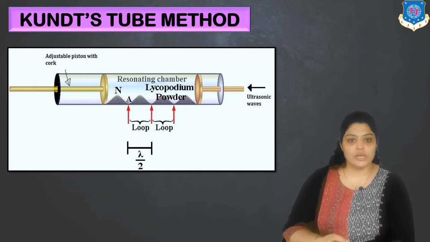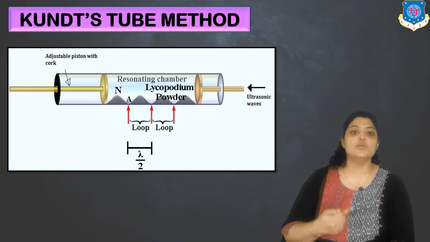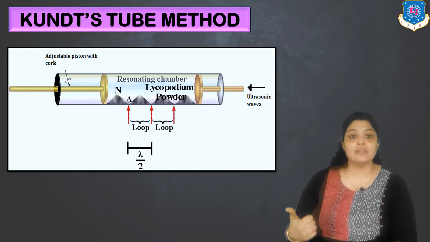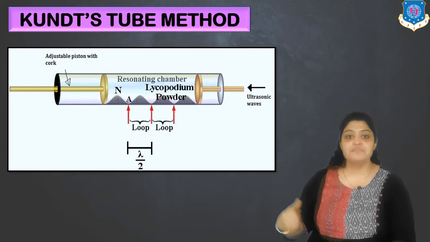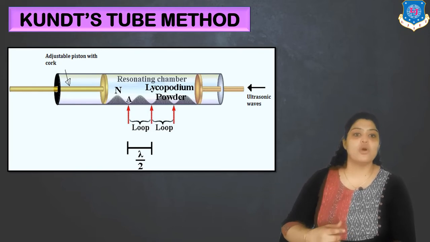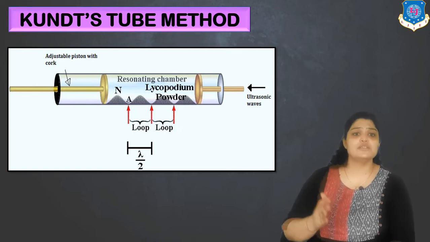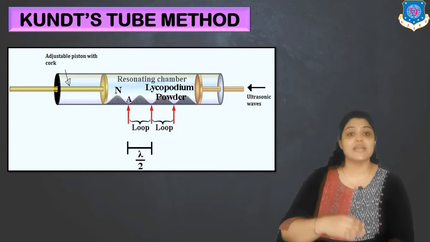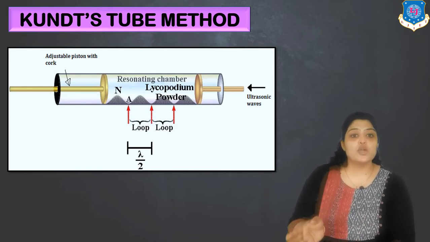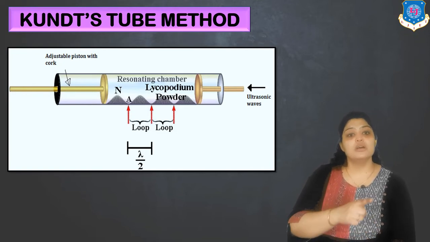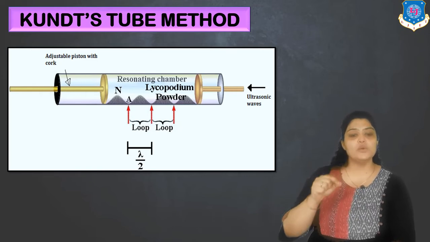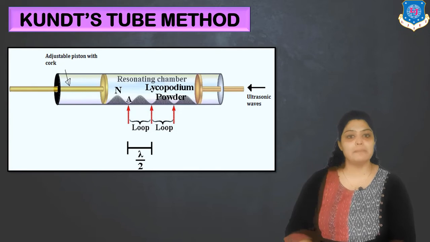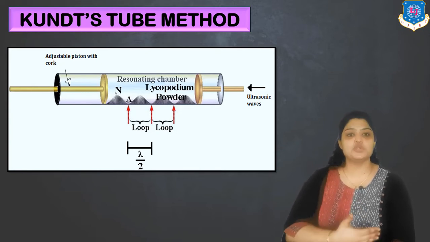Compressions can be related to nodal points. Rarefactions can be related to antinodal points. You can see in the diagram, N means maximum disturbance, the compressed region indicating nodes. You can see A, minimum disturbance, antinodes or the rarefaction. So if ultrasonic waves are passed, what happens to the lycopodium powder inside the Kundt tube, inside this glass tube? The lycopodium powder will take the shape of nodal points and antinodal points. That means it forms heaps: maximum amplitude, minimum amplitude, maximum amplitude, minimum amplitude. It actually gives us loops or heaps.